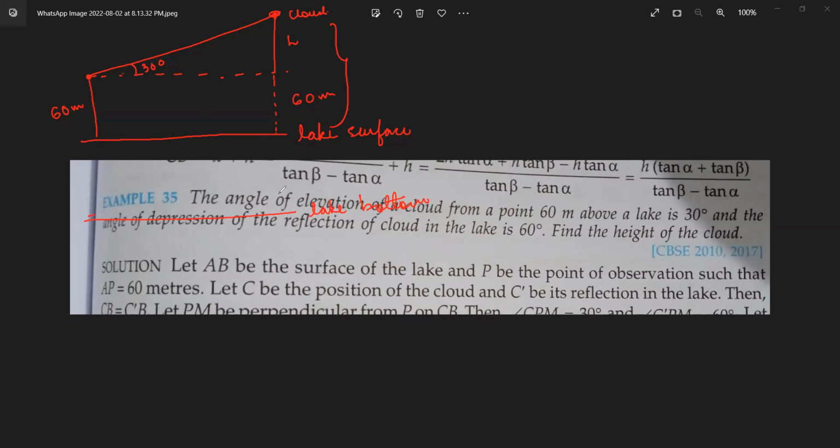Understood? Now the image which will be formed here, it will also be at a distance of 60 plus h in the water. Yeah, so that's the catch here. So this is the height of the image, that is 60 plus h. Find the height of the cloud. So height of the cloud means from which height you will calculate it? Obviously from the lake surface. That means 60 plus h you have to find here.